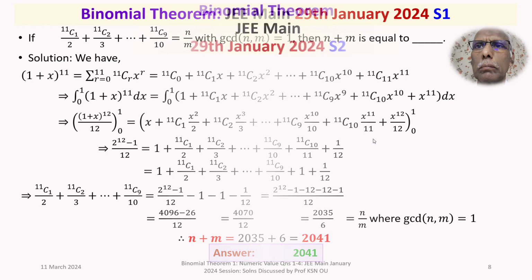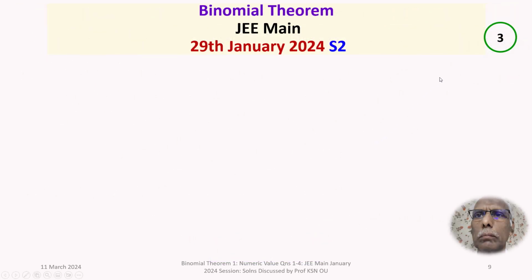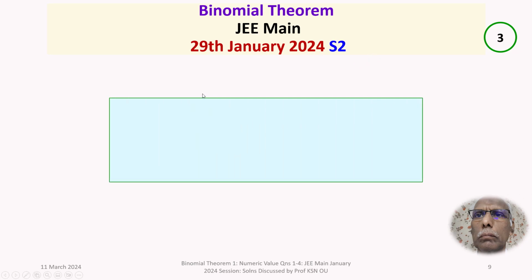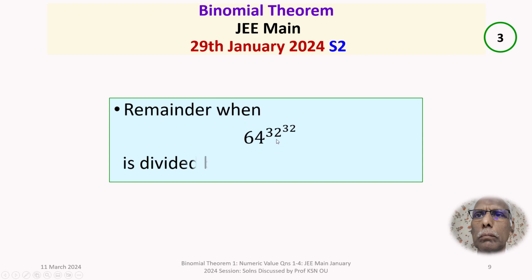Let's move to the next question. That is question number 3. This question has appeared in the JEE Main exam held on 29 January 2024 in the second shift. The remainder when 64 to the power of 32 to the power of 32 is divided by 9 is equal to. We have to find the remainder of 64 to the power of 32 to the power of 32 when it is divided by 9. What is the remainder? So that's what we want to find.